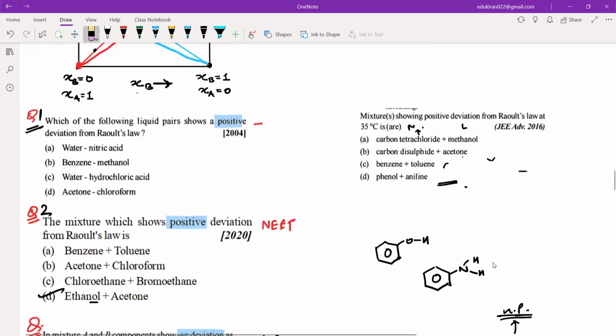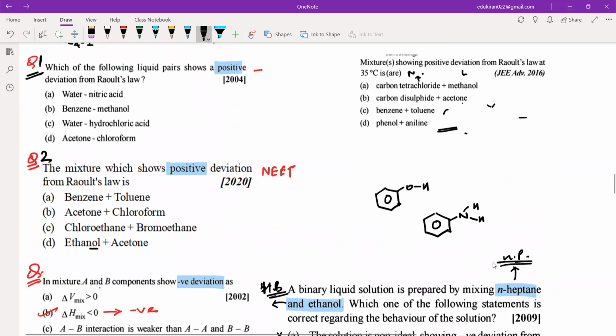Now we will look at a few. If you look at these two questions, which of the following liquid pairs shows positive deviation? Positive deviation means P total is greater. If P total is greater, that means vapor pressure is higher. If vapor pressure is higher, that means intermolecular force of attraction should be lower. So this is the point that we will be looking at.